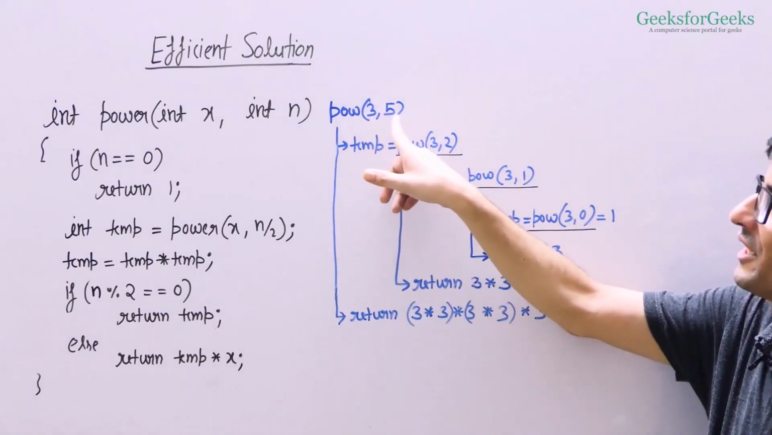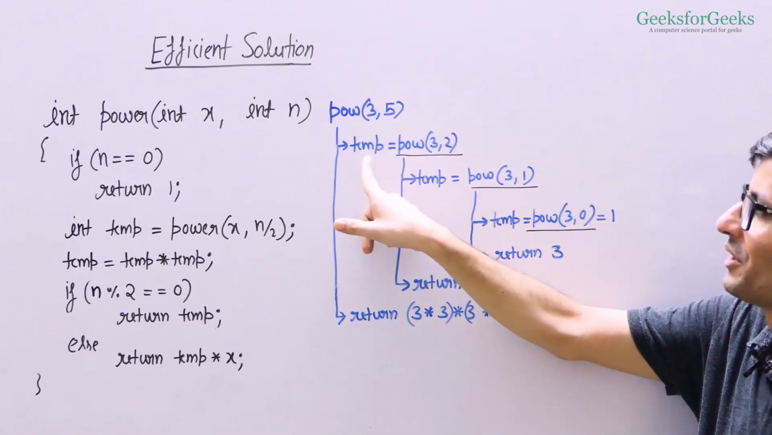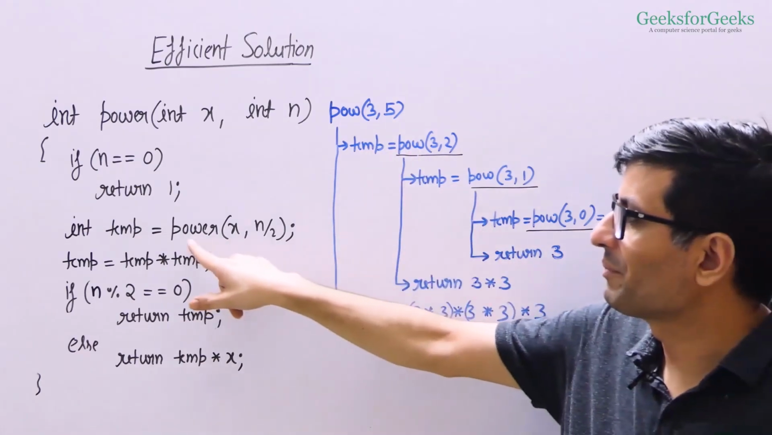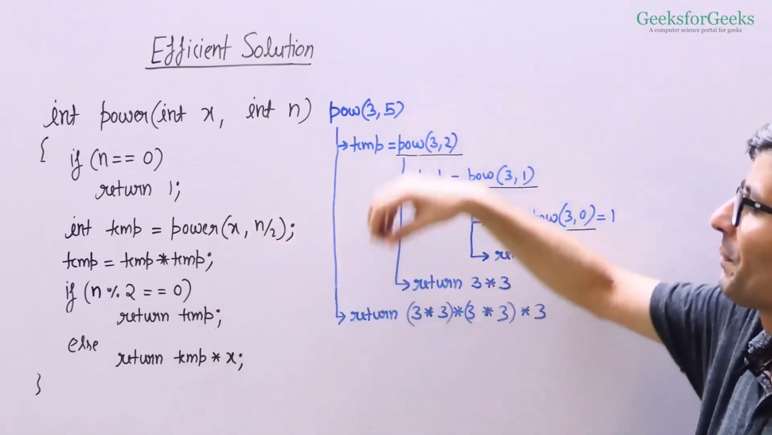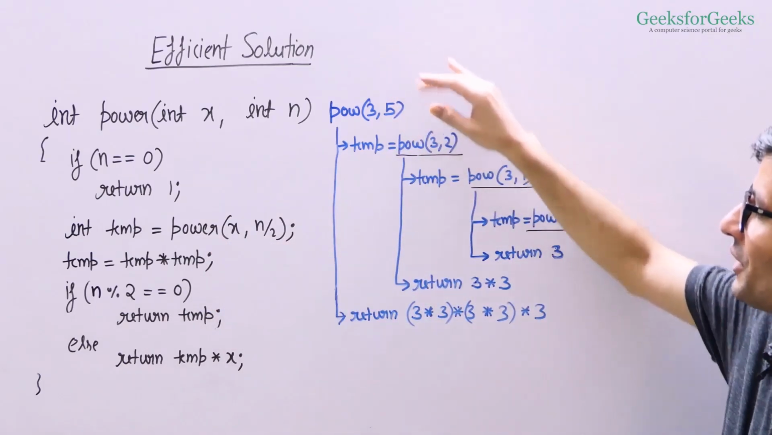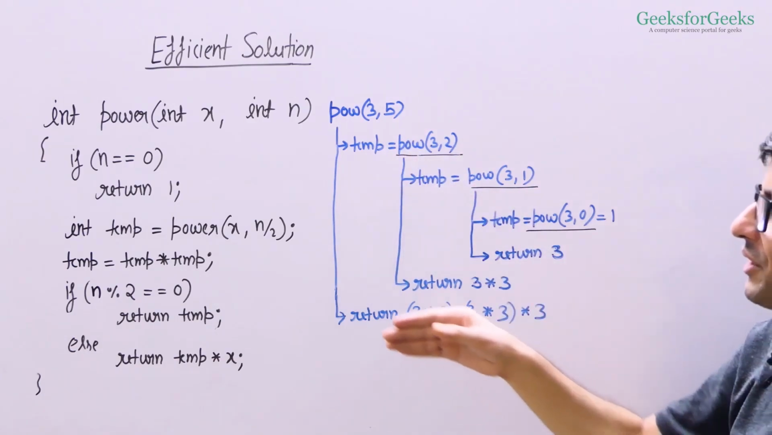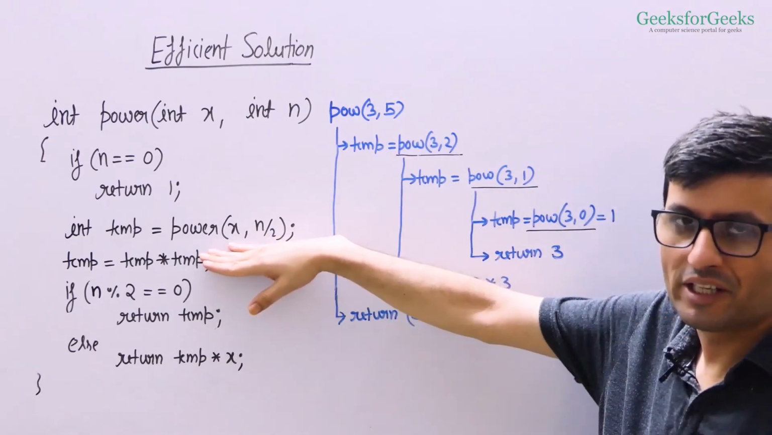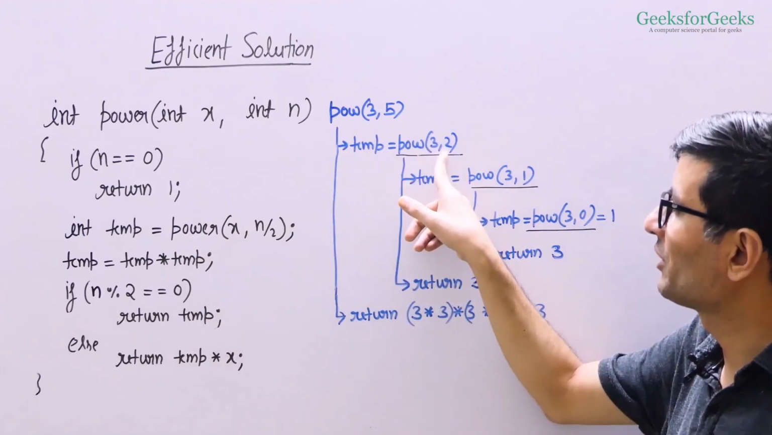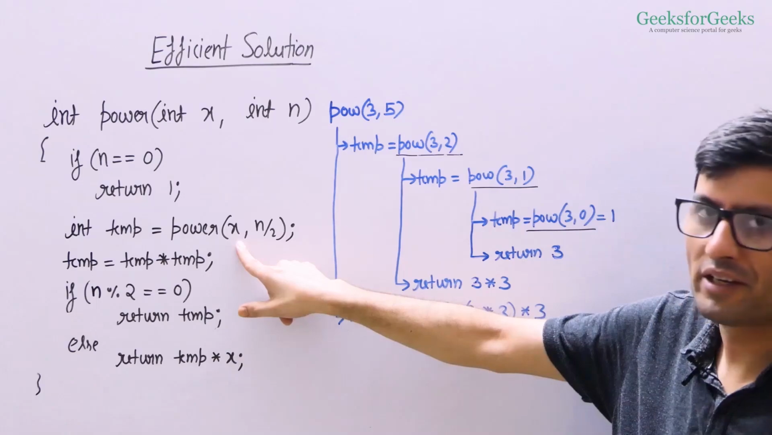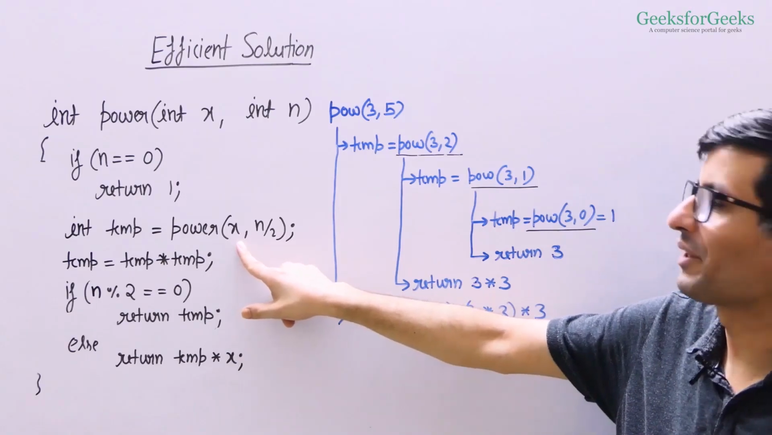Say x is 3 and n is 5. So first thing we do is we compute temp equal to x raised to the power n by 2. We make a recursive call here. So our parent call 3 5 stops here and it makes a call for 3 by 2. And when you make a call for 3 by 2, it again comes here, right, for n equal to 2 and x equal to 3. And it also does make a recursive call for x raised to the power n by 2.